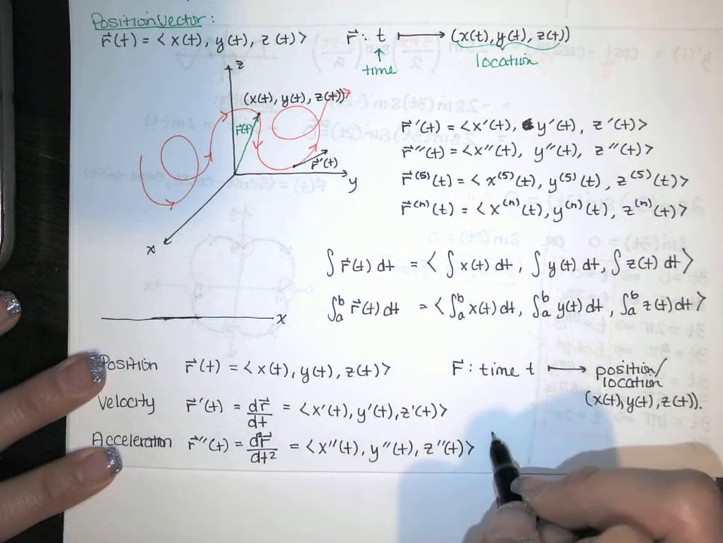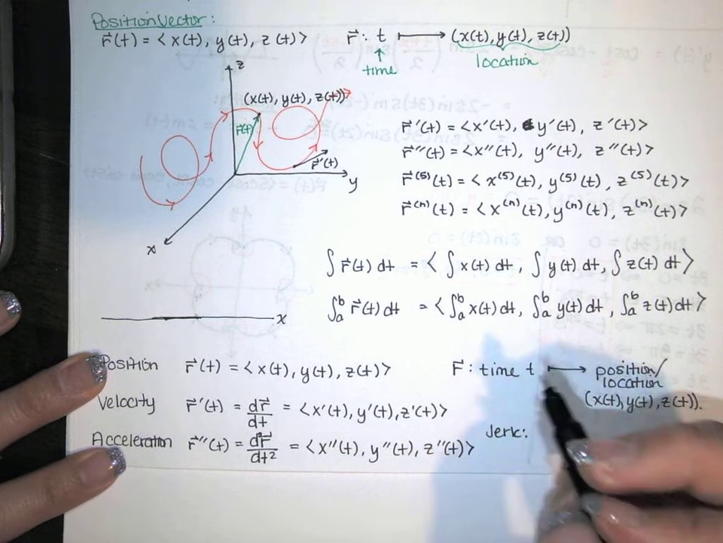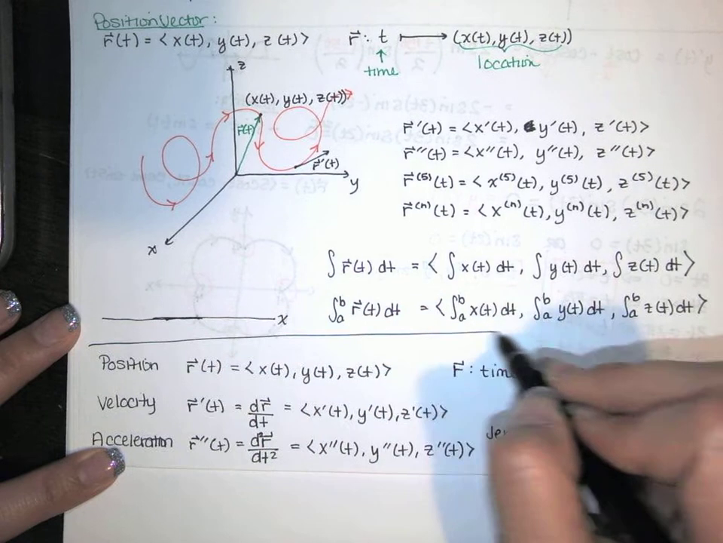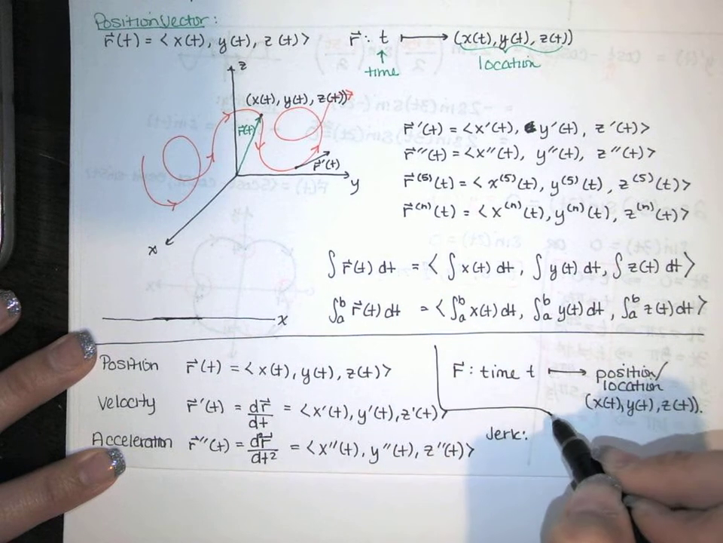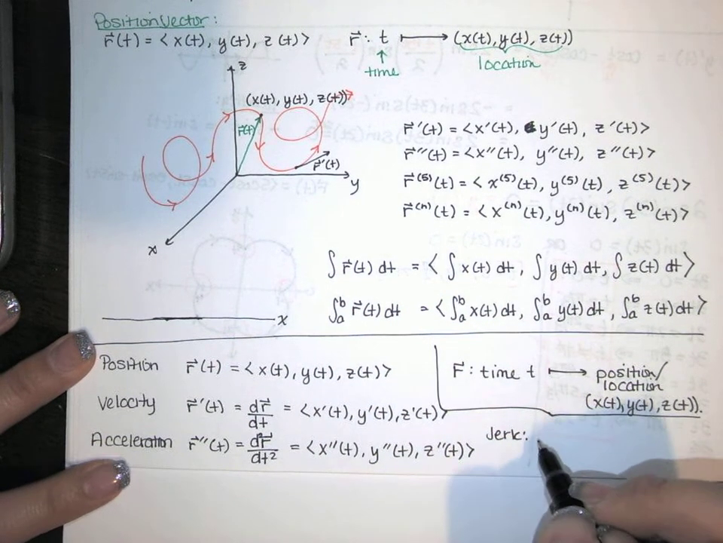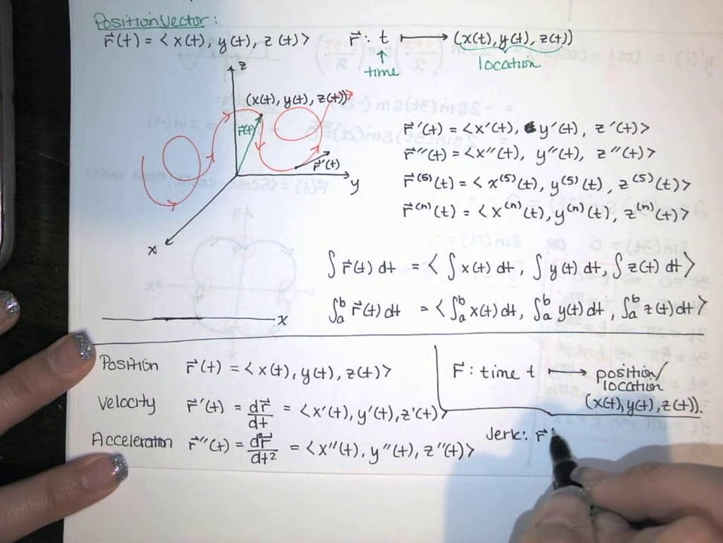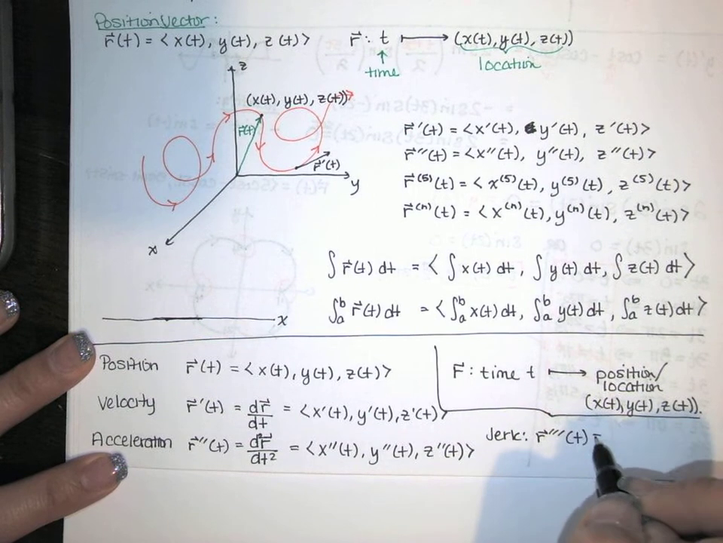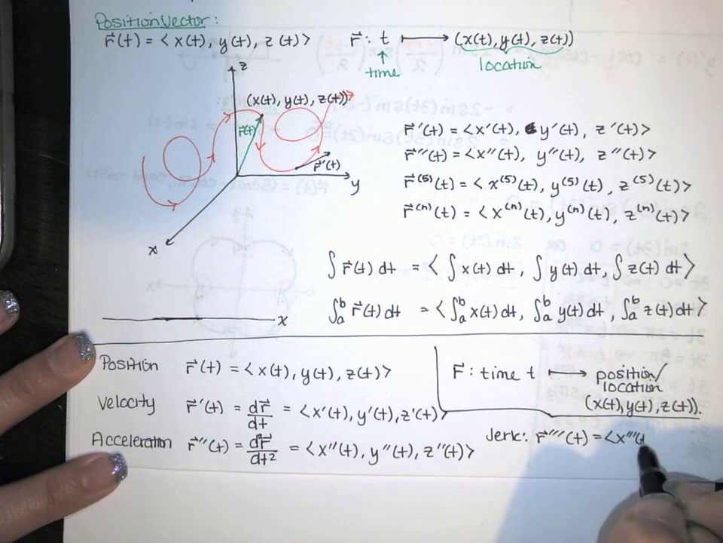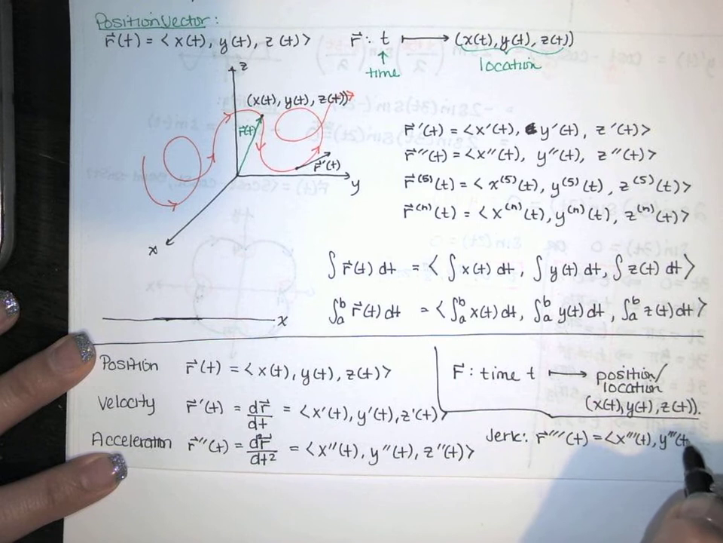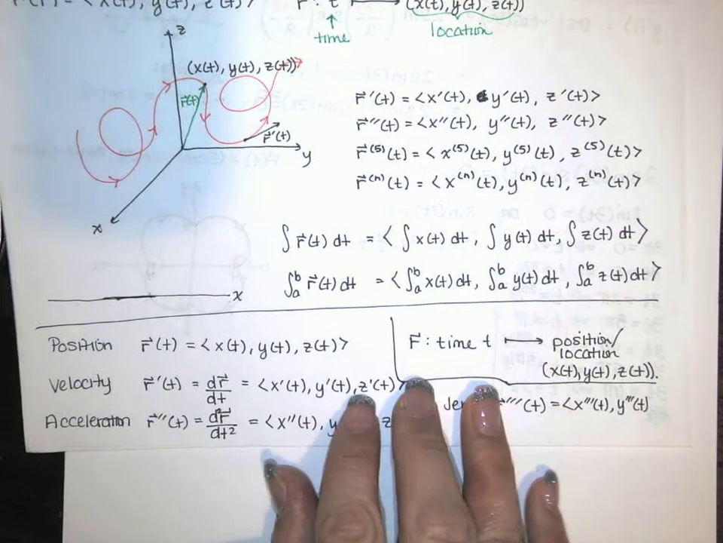Do you remember jerk? Many people don't. Jerk is just the derivative of acceleration, so it's r triple prime. And you just take the third derivative of each of the components. Easy breezy.